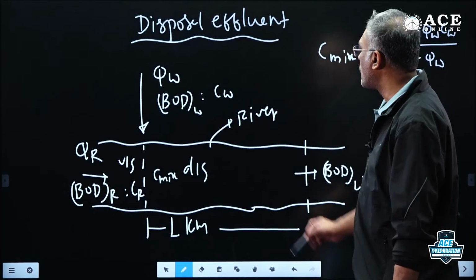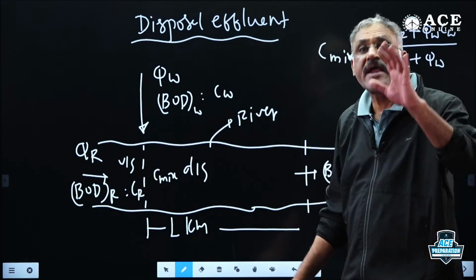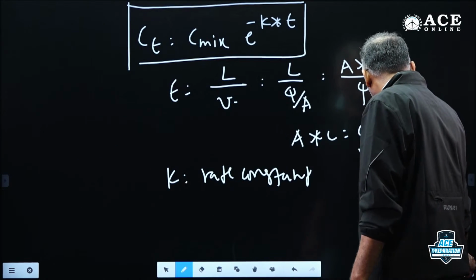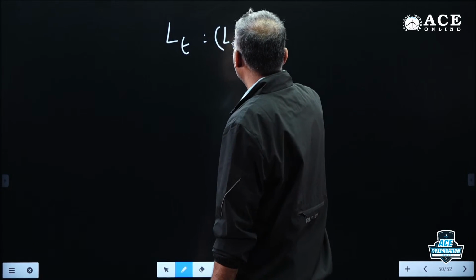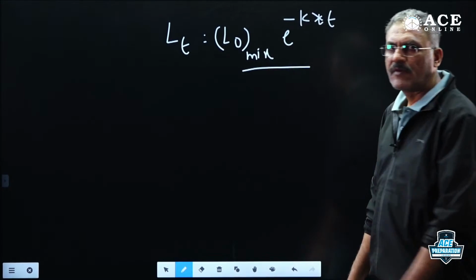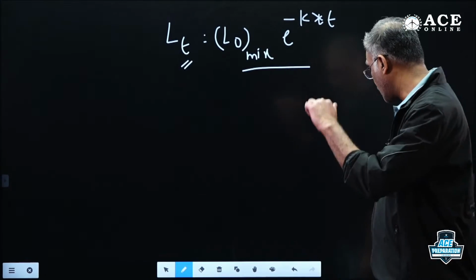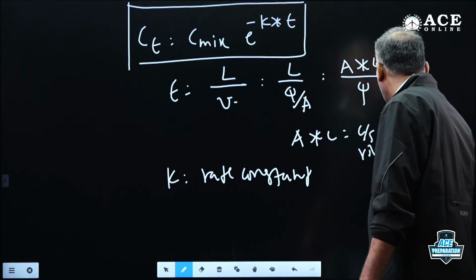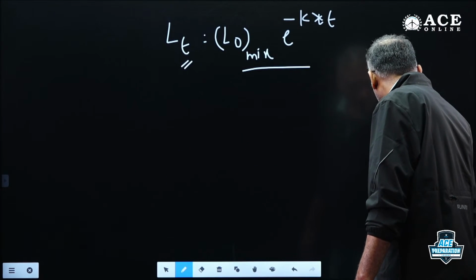Sometimes they will give ultimate BOD here and 5-day BOD here. So 5-day BOD you convert into ultimate BOD and work out. BOD remaining you have to find out, not BOD removed. So if they ask you BOD value on the downstream side, it means BOD remaining at any time. It is L0 of mix into e power minus k into t. Using this expression you can find BOD remaining at any time t on the downstream side after disposal. Remember this equation. In addition to that, the general mix equation I wrote here, for any parameter, how to work out the mix formula, is also important.